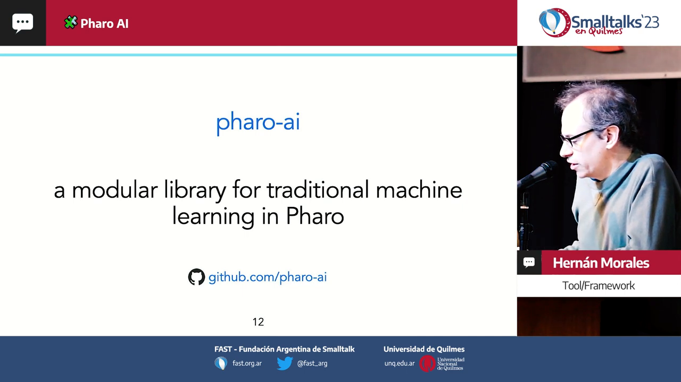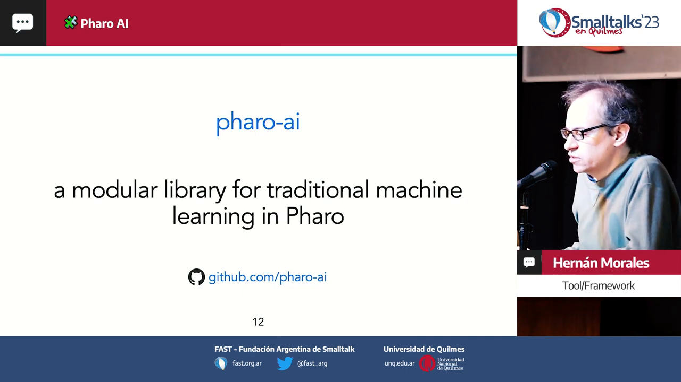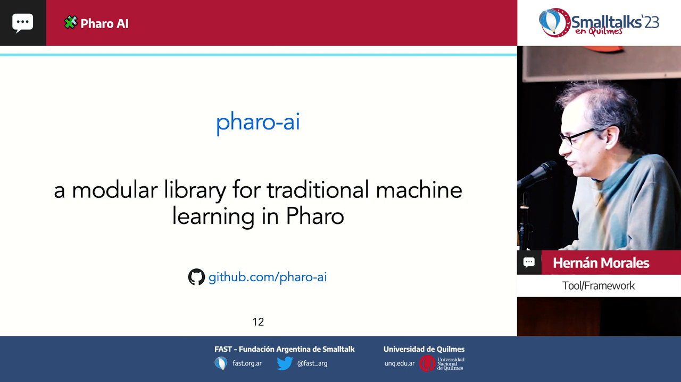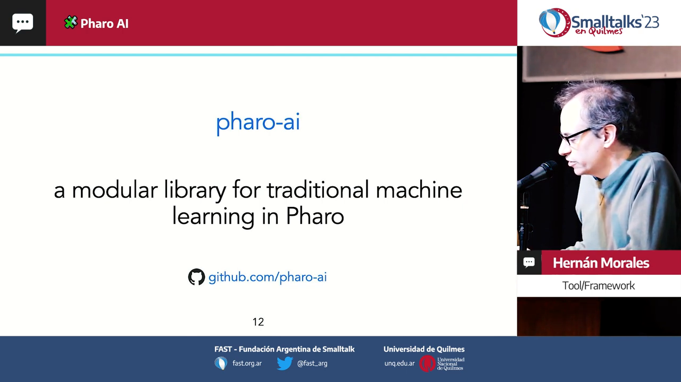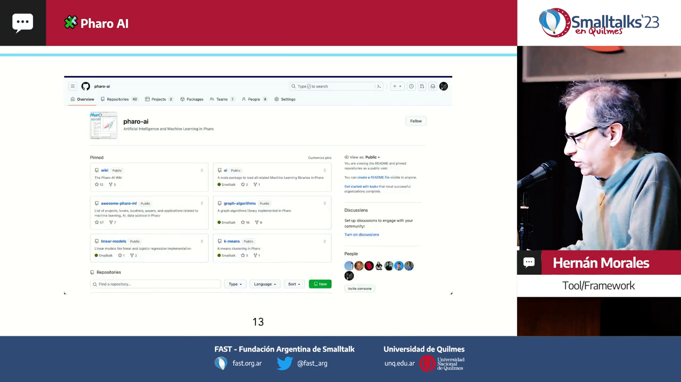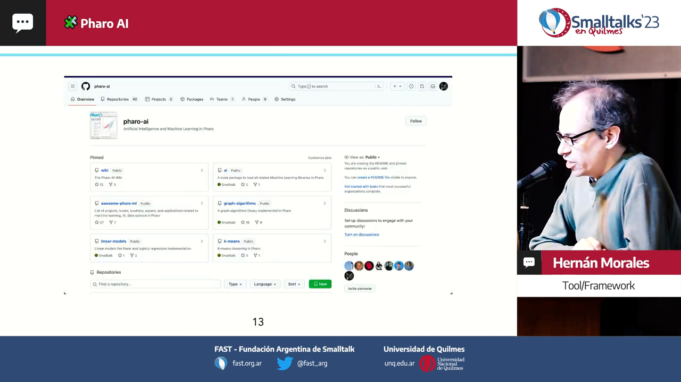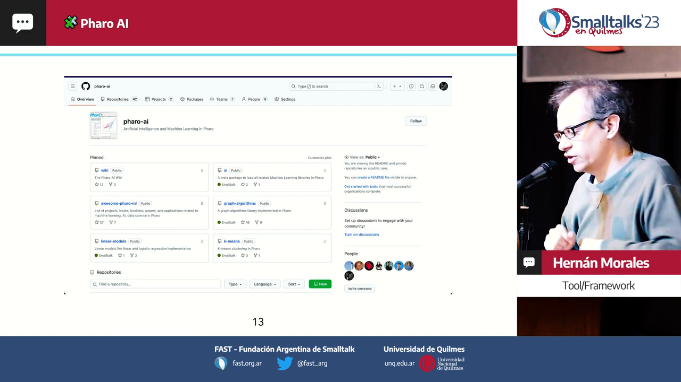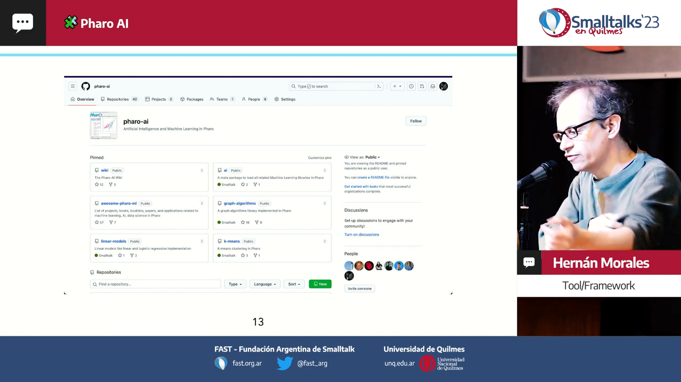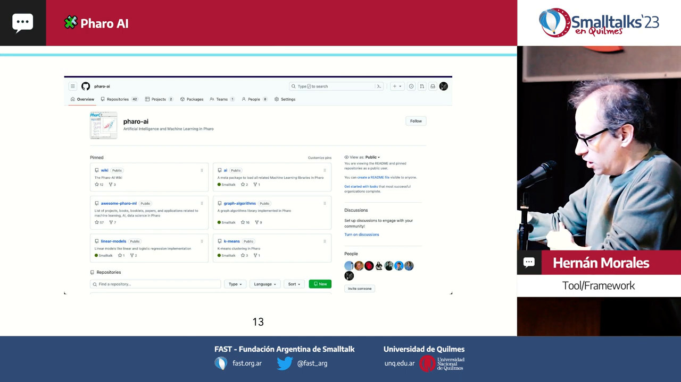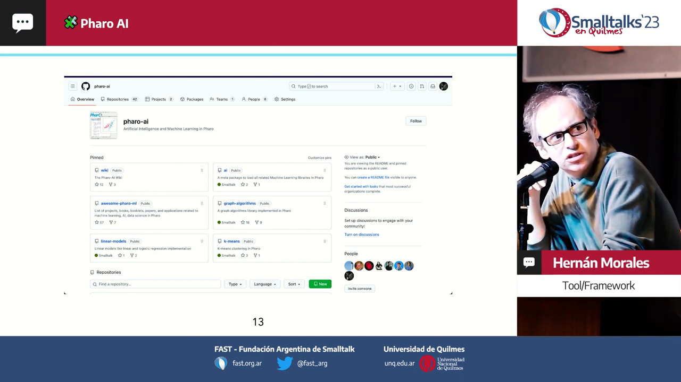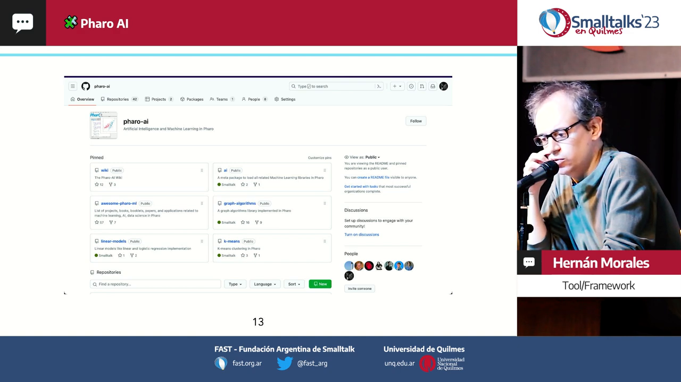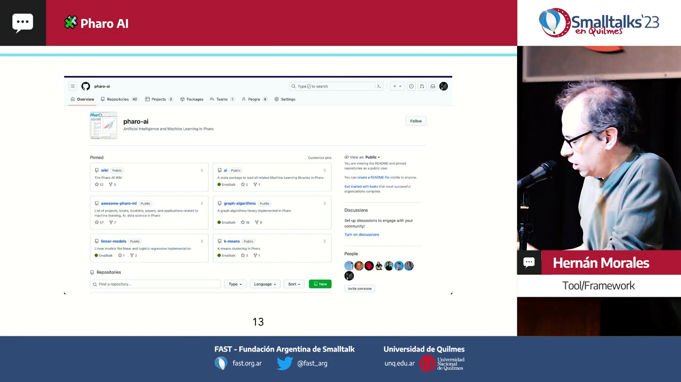There is a GitHub repository, and the idea is to offer a unified interface for the basic building blocks of machine learning. We have the GitHub organization. We push code and documentation in a wiki, and we have a convention for the names of the packages and the classes. And there is a meta repository, which is just called AI, to load everything at once.